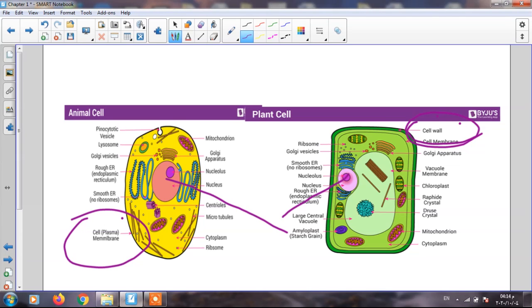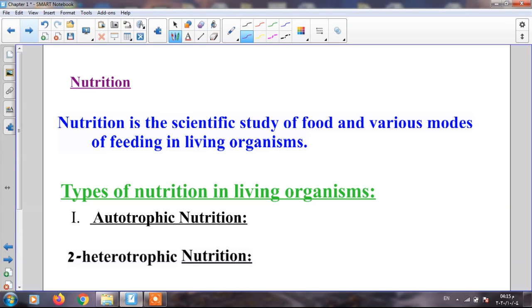Also, they differ from each other in many other characteristics, such as shape, structure, way of living, mode of nutrition, and way of reproduction. What is meant by nutrition? Nutrition means feeding, or you can say it is a scientific study of food and various modes of feeding in living organisms.